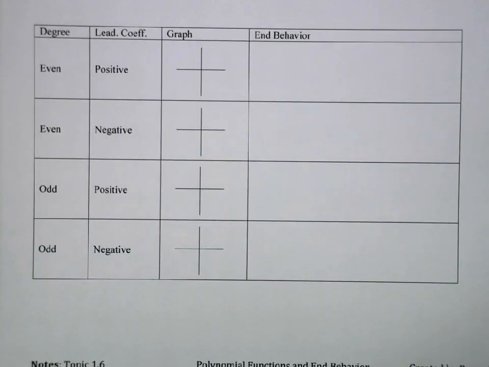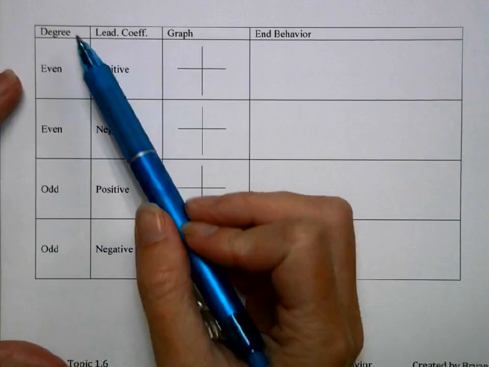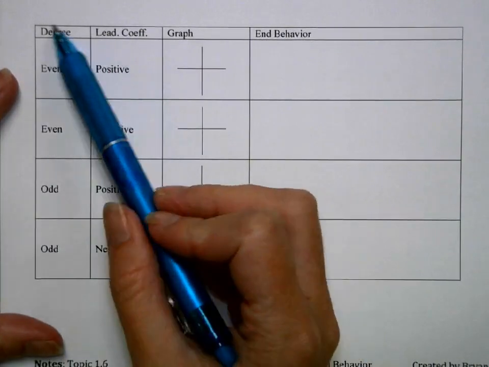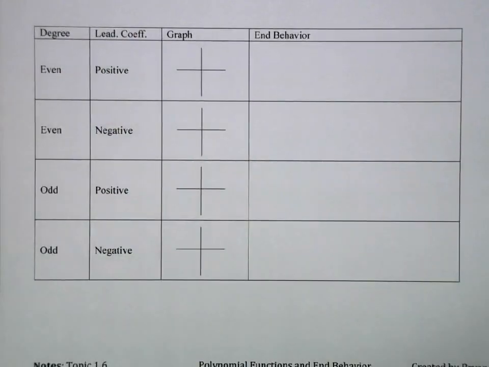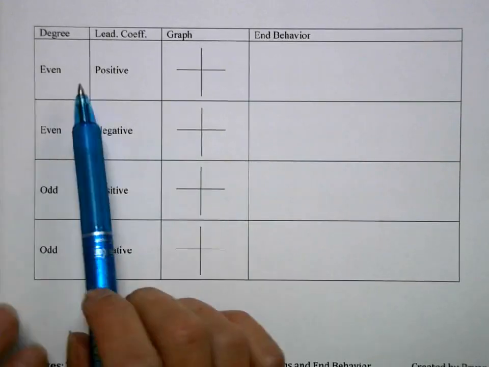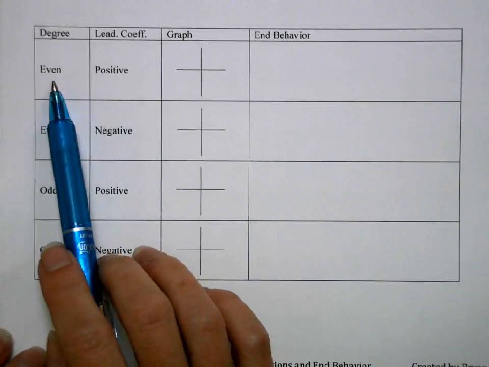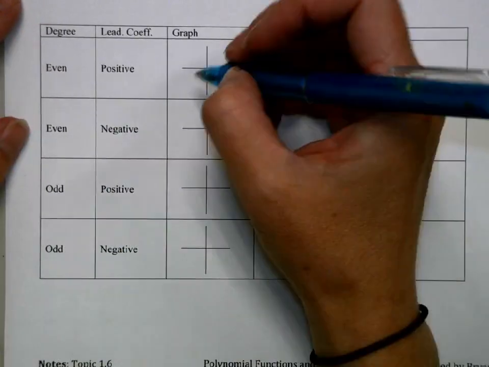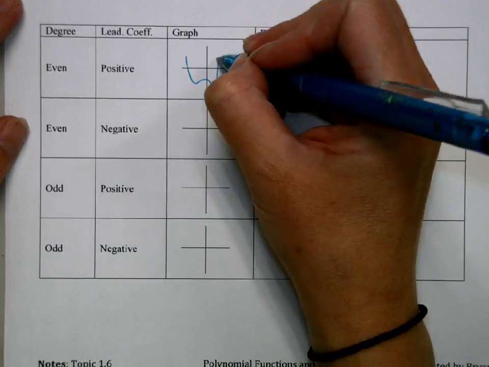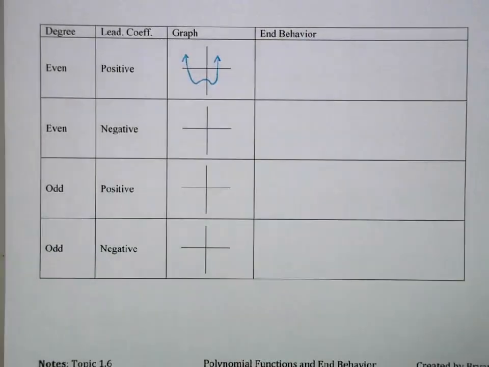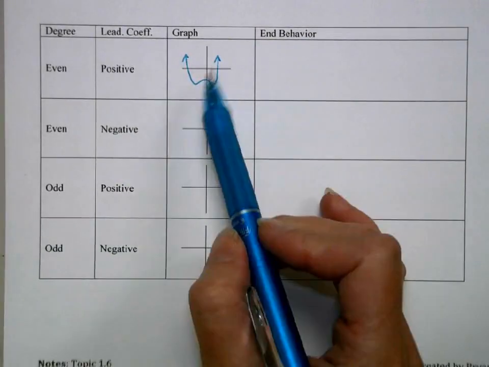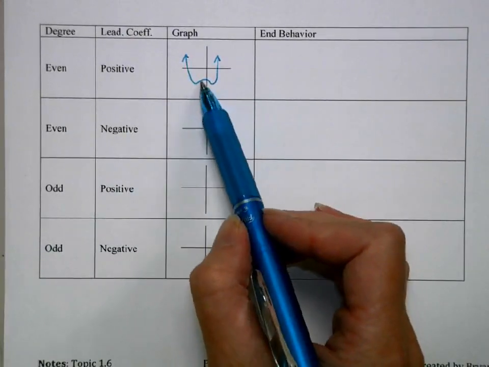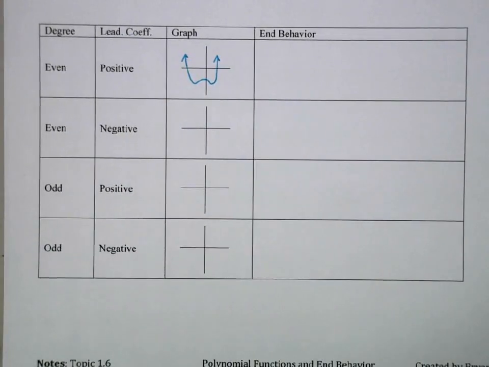So for polynomial functions, the degree and the leading coefficient are going to determine what happens as we go to positive and negative infinity. So we're going to first look at if I have an even degree polynomial, so 2, 4, 6, 8, and the leading coefficient is positive. My graph is always going to look something like that. It might be just a parabola, it might have lots of little wiggles in there, but at the ends it's going to behave the same.